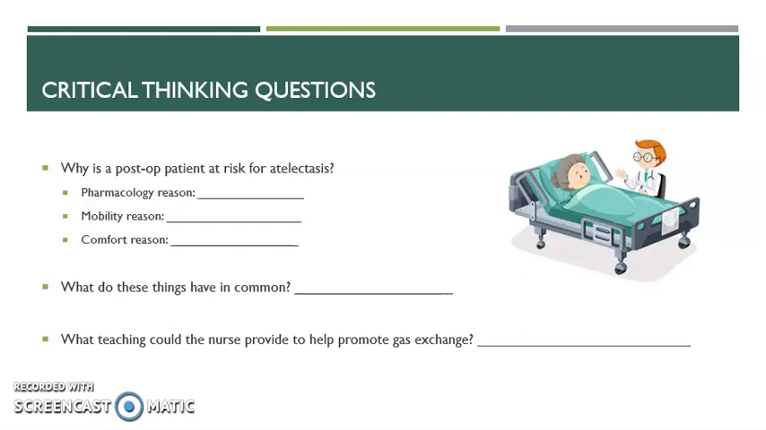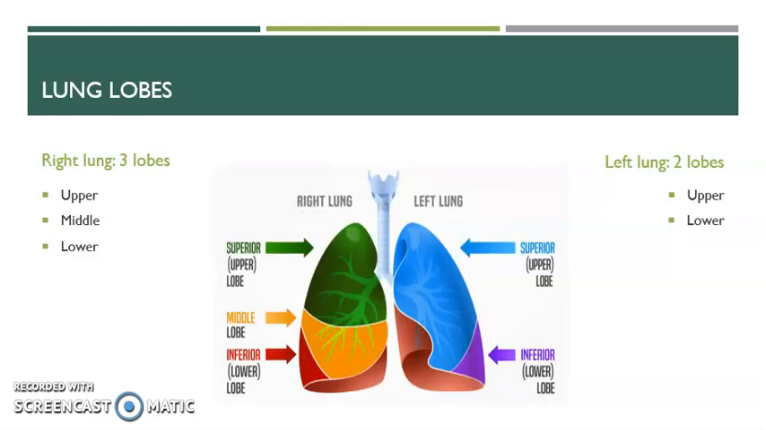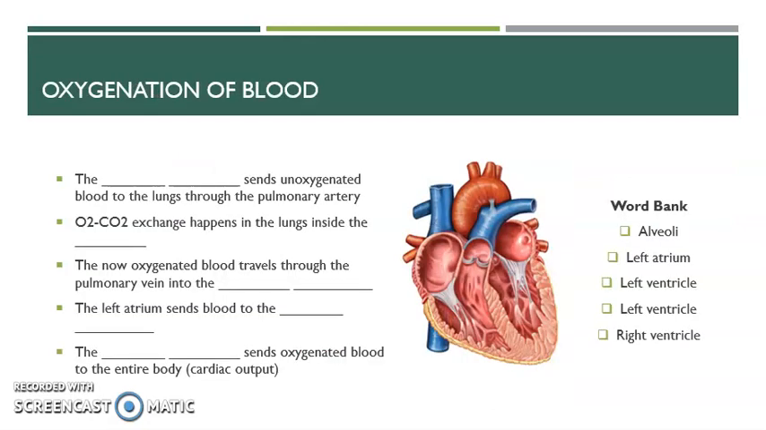There are some things that you can teach your patient as the nurse that would help promote gas exchange. Some of these things would be turn, cough, deep breathe, incentive spirometry, early mobility, and pain control. This slide is just a reminder that you have 3 lung lobes on the right side and 2 lung lobes on the left side. This slide is a review of how oxygenation happens.